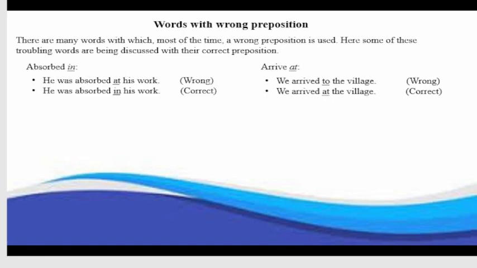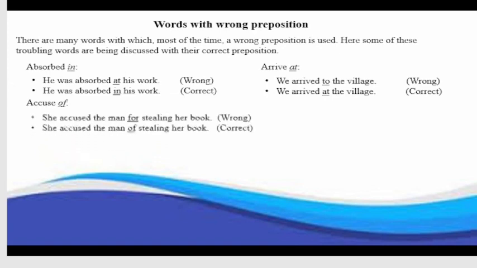Similarly, preposition at must be used with the word arrive. For example, we arrived to the village is a wrong sentence, while we arrived at the village is correct.